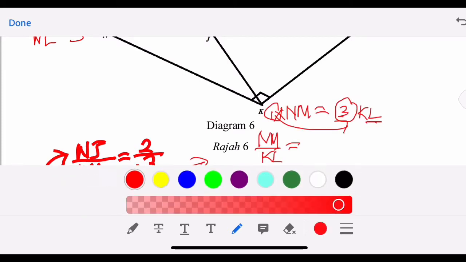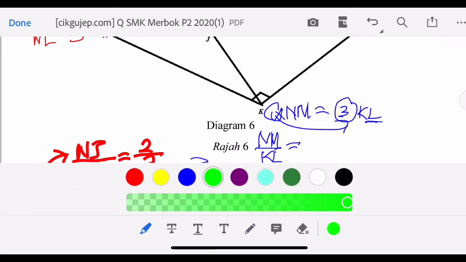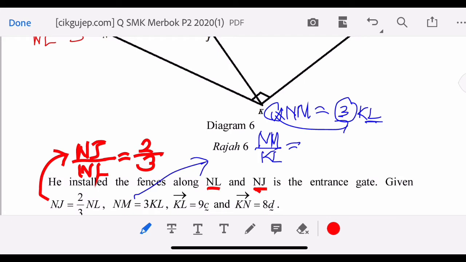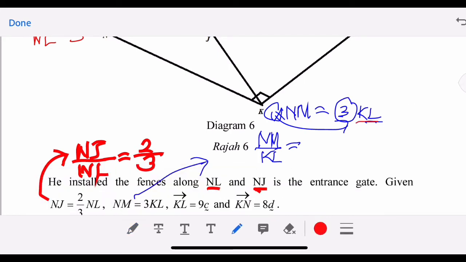You can always check with logic. NM is longer, isn't it? And KL is shorter. Sometimes they might want to mislead you. They give a diagram not following the scale, so you need to be very careful. NM divided by KL, that's how you do it. Then the 3 is on the right, divided by 1, so it's 3 over 1. Get the ratio right first before you solve the vectors.